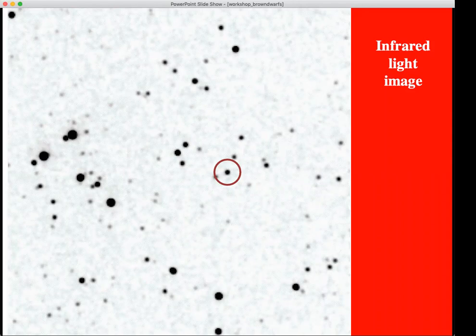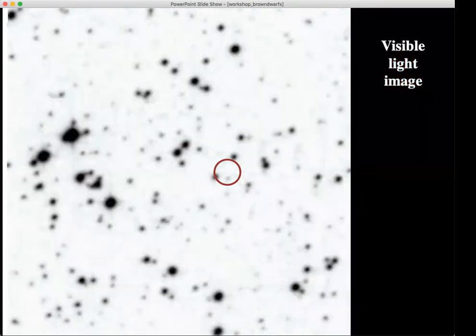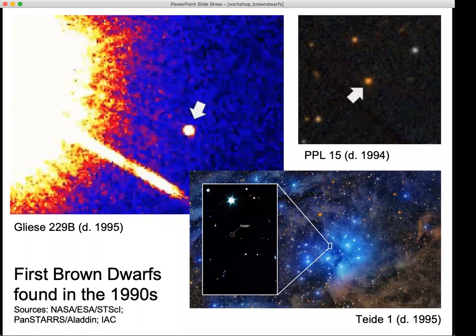And again, this all goes back to that black body distribution, right? When you get to lower temperature things, they emit most of their light out at wavelengths that are beyond what we can see with our eyes. And so they show up very nicely in these infrared surveys, even if they're invisible in the optical. So these technologies and these surveys really allowed us to discover the first brown dwarfs. These were starting to be found in the 1990s. This is just a sample of some of the first discoveries.